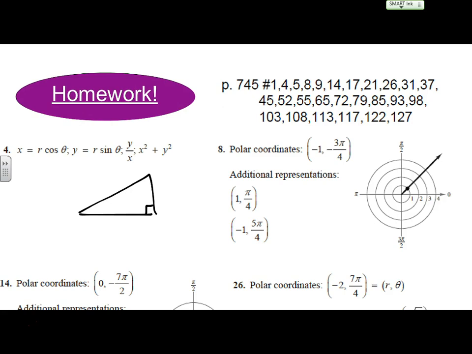I'm drawing a triangle, because all of these formulas come from the relationship between theta and r with x and y. So if you know that triangle, you should be able to get all of the formulas out of it. The Pythagorean theorem tells me x squared plus y squared is r squared. Trig tells me that tangent of theta is y over x.